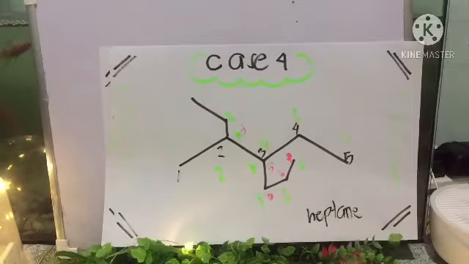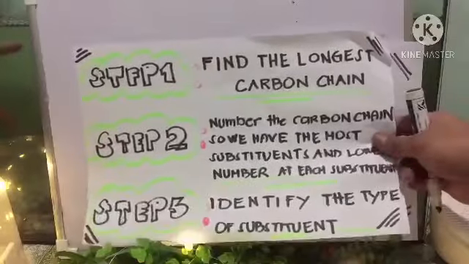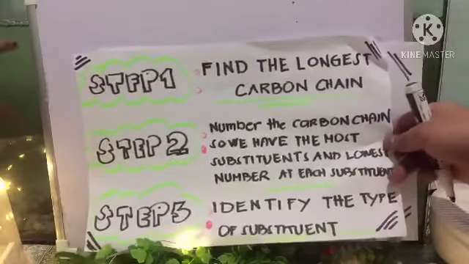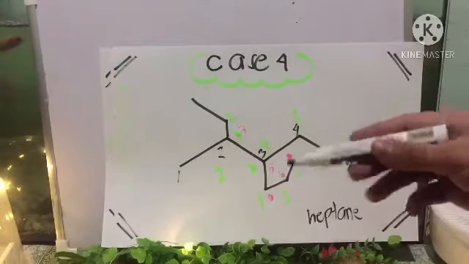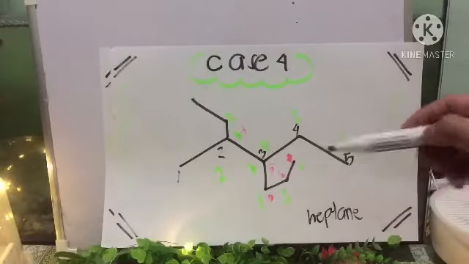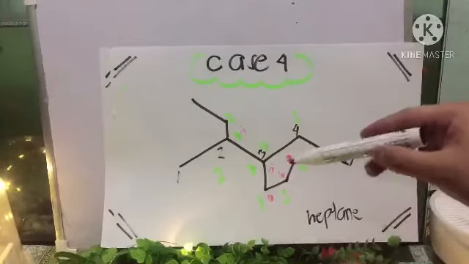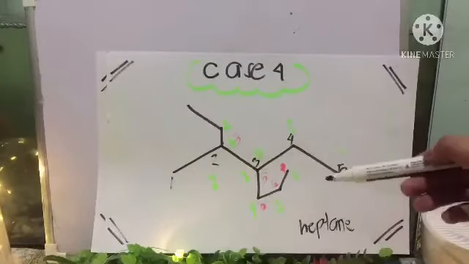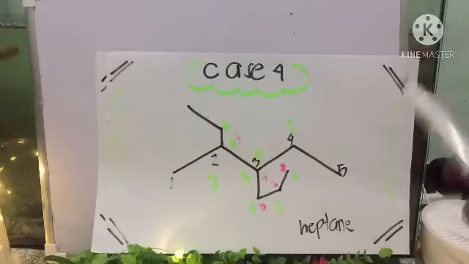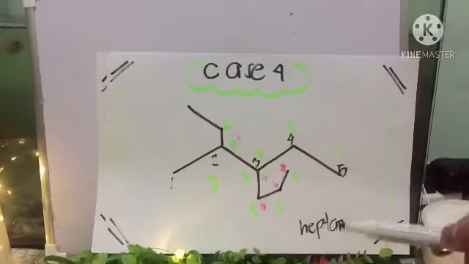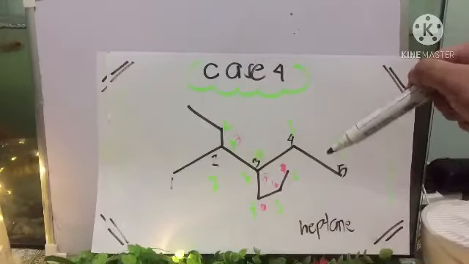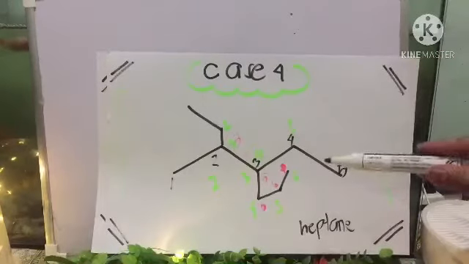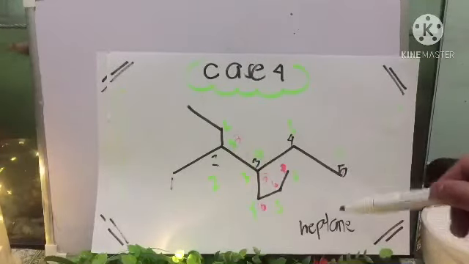So step 2. Number the carbon chain so we have the most substituents and the lowest number at each substituent. So here are 2 ways we could number the chains. This first way is the best since the substituents are at 3 and 4 rather than 4 and 5, because we always want the lowest numbers for the substituents. So step 3, identify the types of substituents. We have a methyl group at 3 and we have an ethyl group at 4, and we always arrange our substituents in alphabetical order.